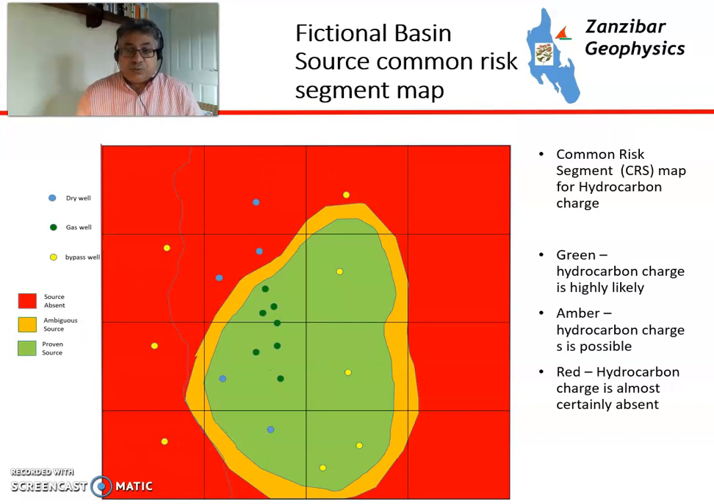Then you're looking at your source map. So again, if you remember before, we had the grey blob and a light grey blob. We have potential for hydrocarbons to be generated. We have your kitchen and then your migration area. But again, the migration area is a bit uncertain. Could be a little bit more this way, could be a little bit more that way. So you have an amber ring effectively around your green blob. And then the red are areas where you feel the hydrocarbon charge is extremely unlikely.